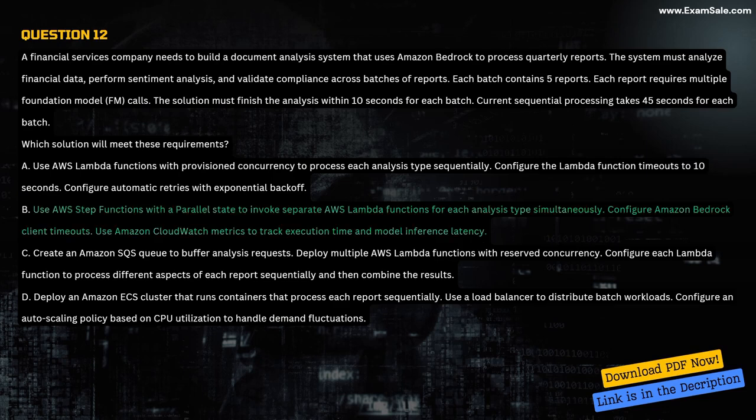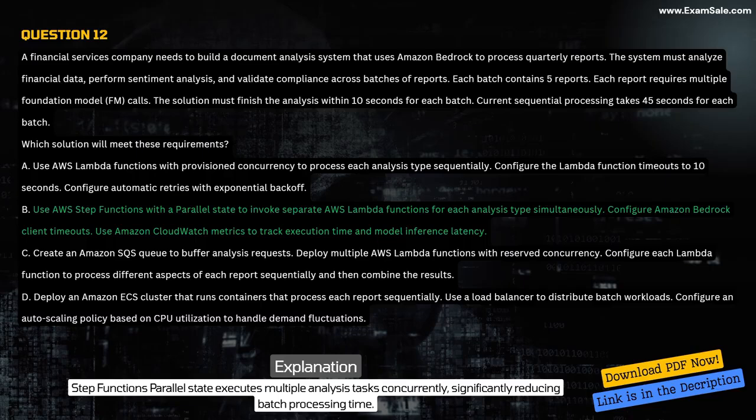Correct answer B. Use AWS Step Functions with a parallel state to invoke separate AWS Lambda functions for each analysis type simultaneously. Configure Amazon Bedrock client timeouts. Use Amazon CloudWatch metrics to track execution time and model inference latency. Explanation: Step Functions parallel state executes multiple analysis tasks concurrently, significantly reducing batch processing time.